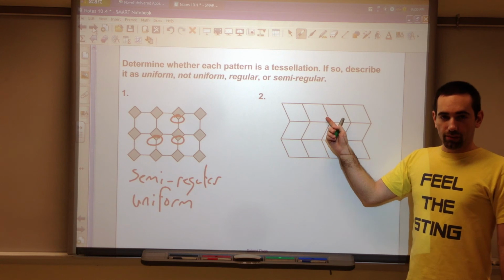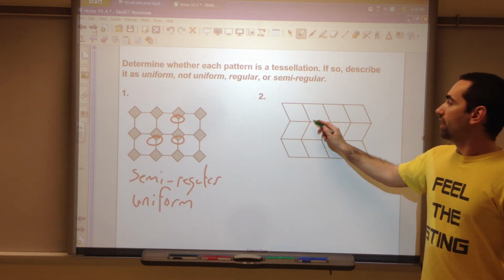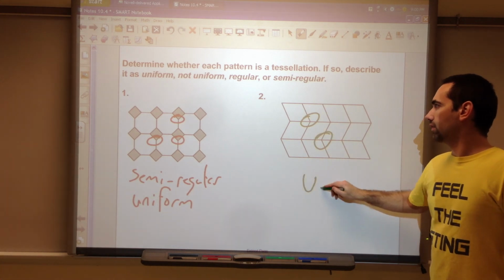That is a parallelogram, therefore it's not regular, but it is uniform.